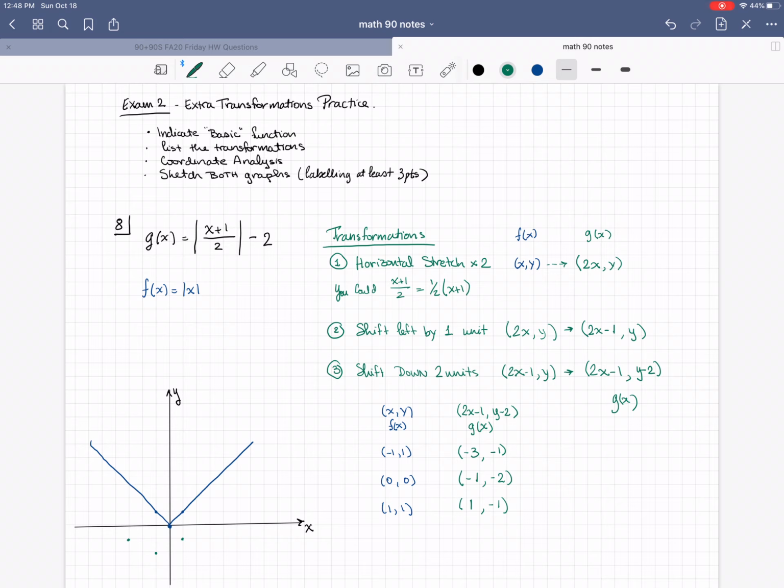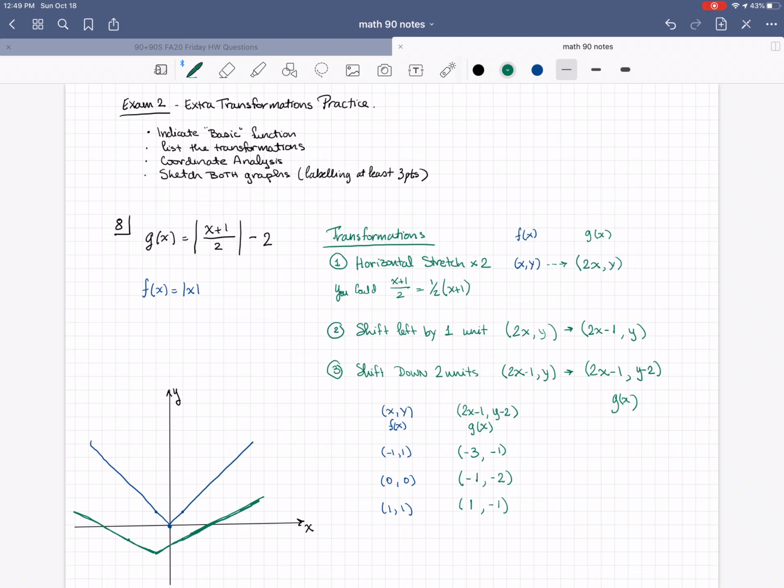Alrighty. So you see, it's the same shape, but opened up. So the V is less pointed, but it's still a V shape that opens upward. It just does so more shallowly. So there is the graph of the absolute value of (x plus 1) over 2, minus 2.